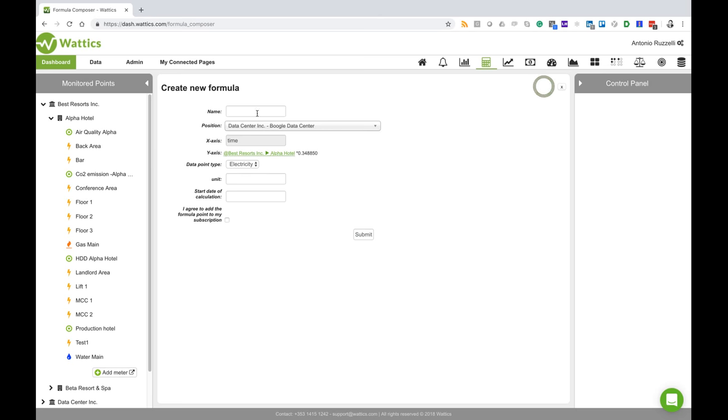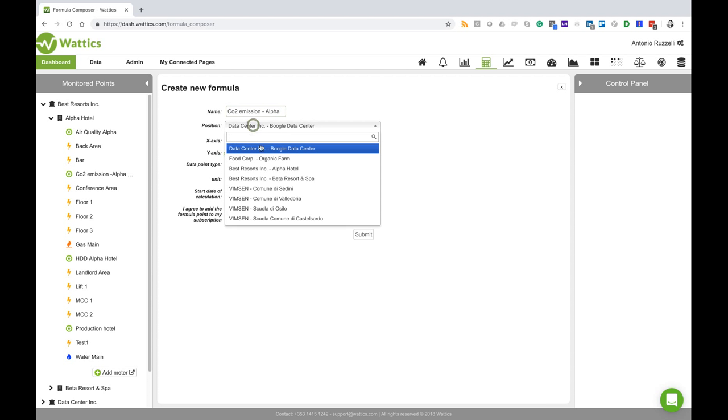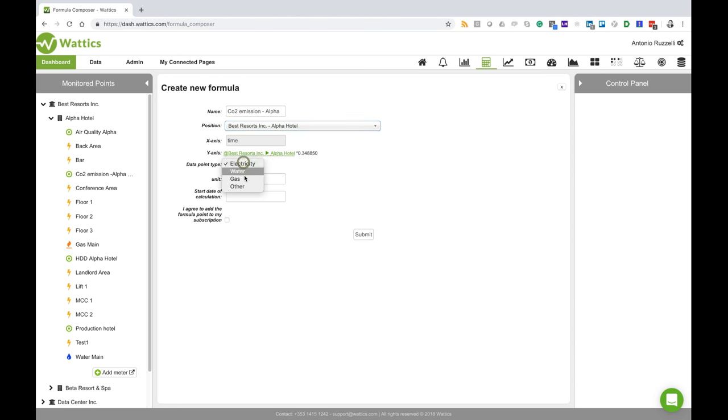We can go ahead and create a point called CO2 emission, example alpha, and put this point into the Alpha Hotels. The type is other. The unit is tons of CO2, and you can start the calculation, for example, from the 1st of October 2017, and then you can submit. Once you submit, this new formula meter will appear together with all the rest of the points that you have for Alpha Hotels. In fact, I don't create it because we have already previously created the CO2 emission for the Alpha Hotel.